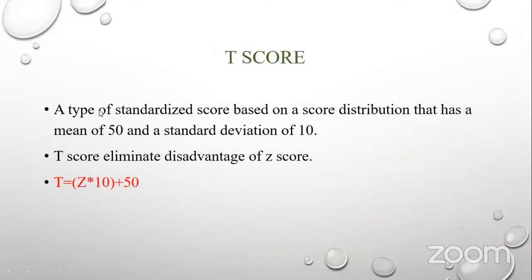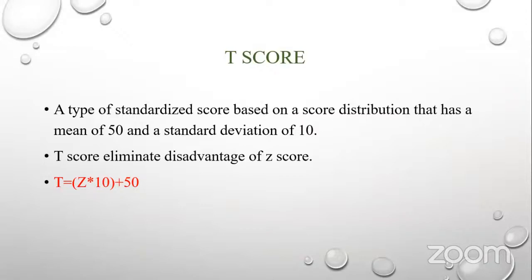And T-score. T-score is a type of standardized score. It is based on a score distribution that has a mean of 50 and a standard deviation of 10. We use T-score because T-scores eliminate the disadvantage of the Z score. The formula to find T-score is Z into 10 plus 50. That is, Z is the Z score, 10 is the standard deviation, 50 is the mean. So this is the formula to find T-score.